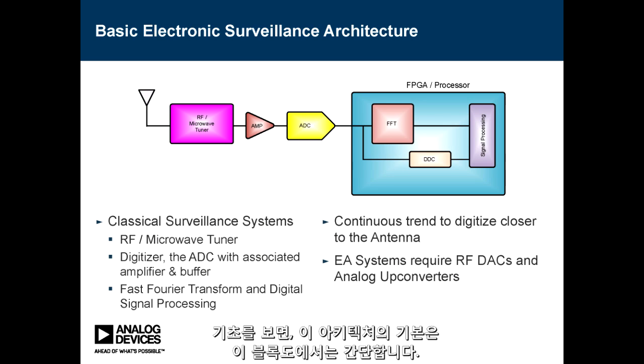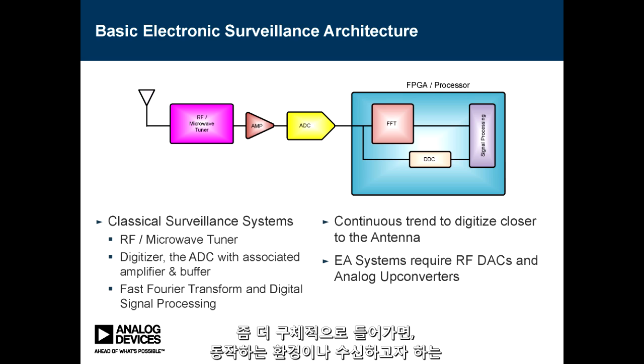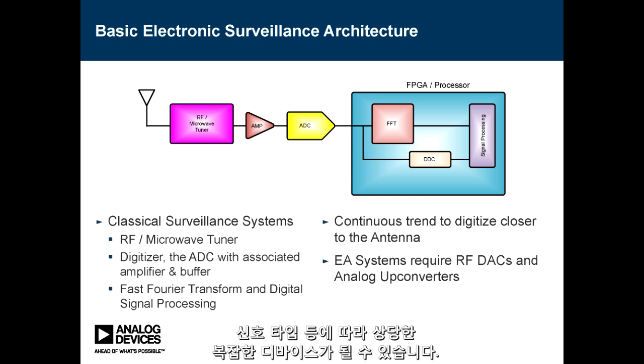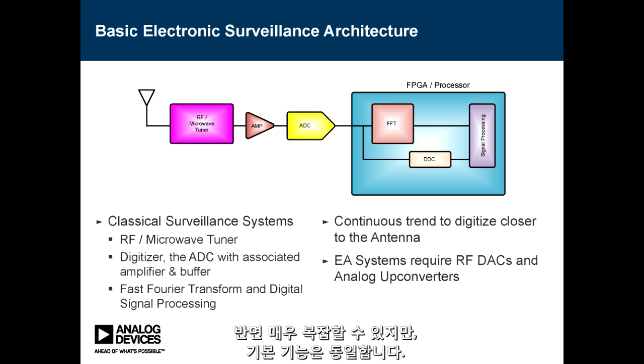So getting down to basics, the basic surveillance architecture is a simple thing in this block diagram. It starts with an RF tuner, which is shown as a simple thing here, but if you get into it, that can be an extremely complex device that depends on the environment that you're working in, the types of signals you're trying to receive, etc. That feeds into A to D, into a digital processor. Again, those can also get very complex, but the basic function is the same. This is the flow.